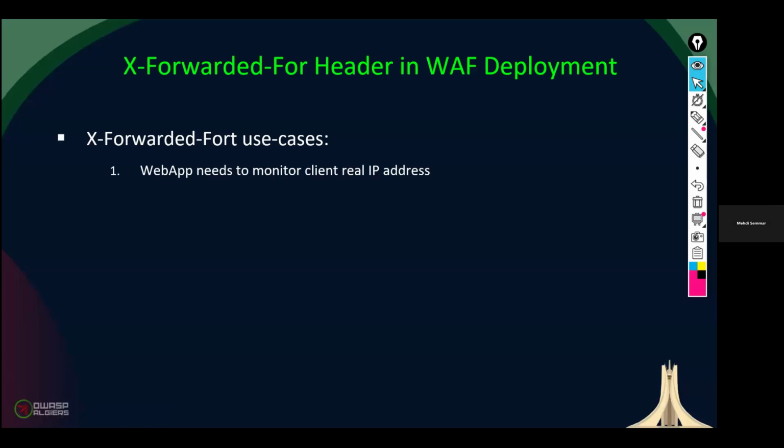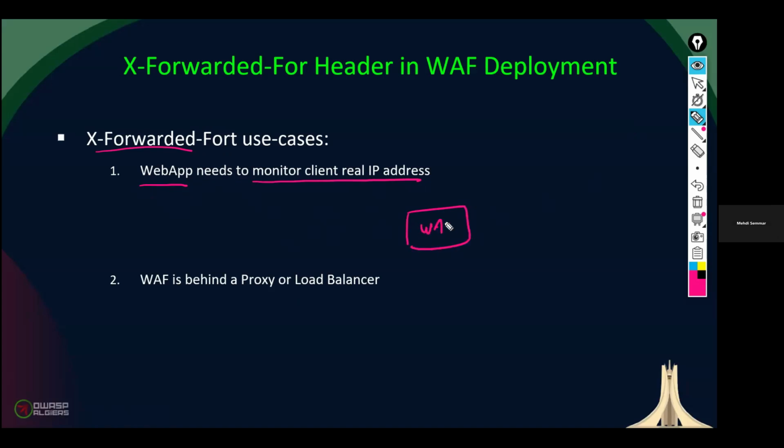So guys, again, these are the use cases. Let me just summarize. The first use case to use the X-Forwarded-For is when the web application itself needs to monitor the client's real IP. In this case, you go to the WAF and configure the WAF to add the X-Forwarded-For before forwarding to the backend server. Okay, this is the backend server.